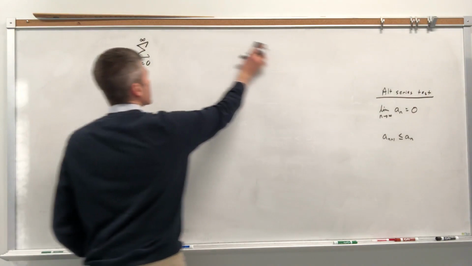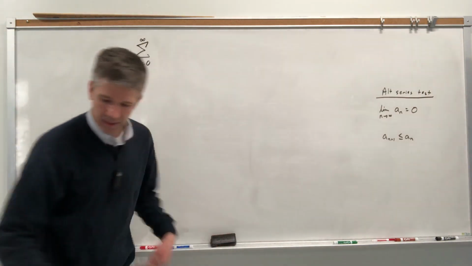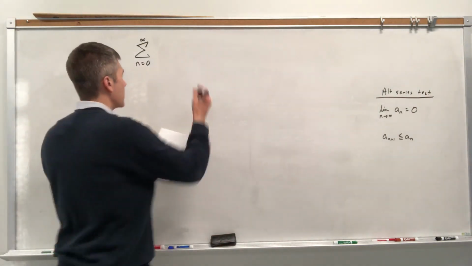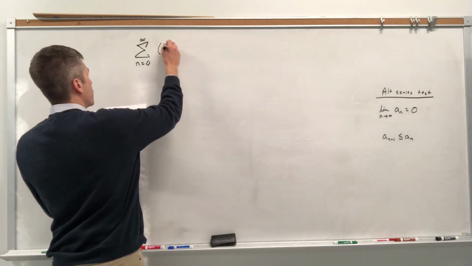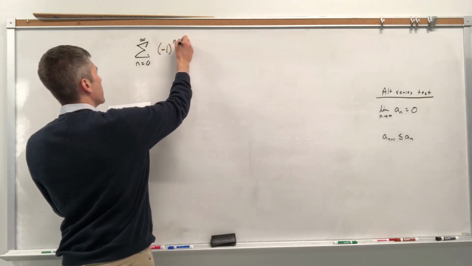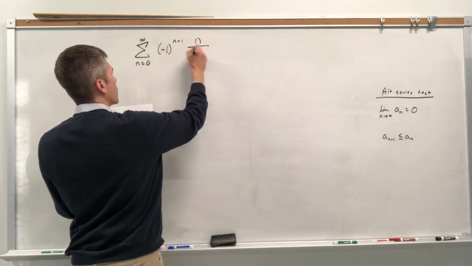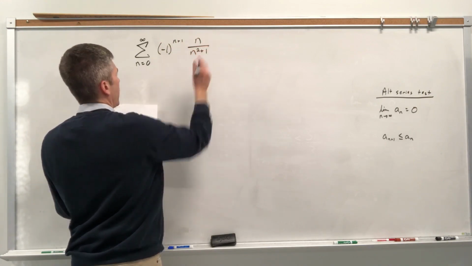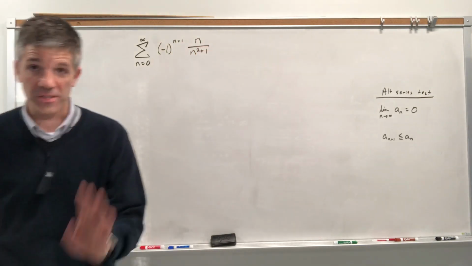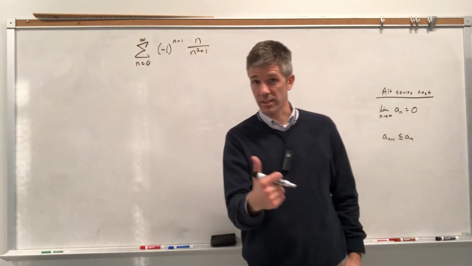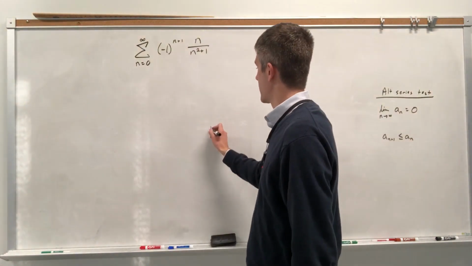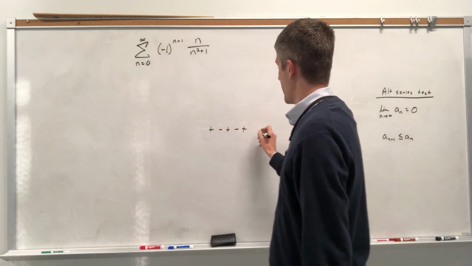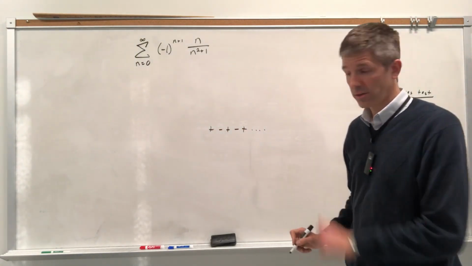Okay. The next one's a little more complicated. We'll leave that on the board. And the next one says, here's your toggle factor, -1 to the n plus 1 multiplied by n over n squared plus 1. And I want to know if this one converges conditionally, so only that would converge. That would be conditional convergence.